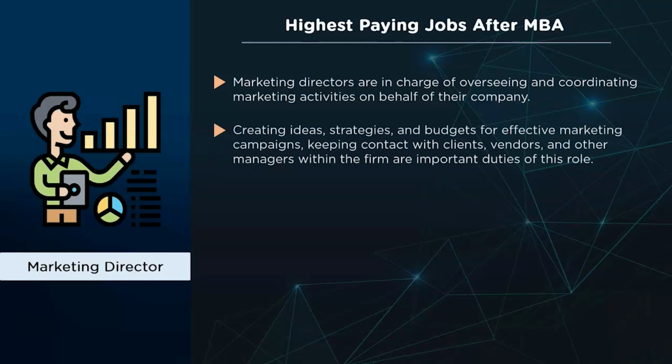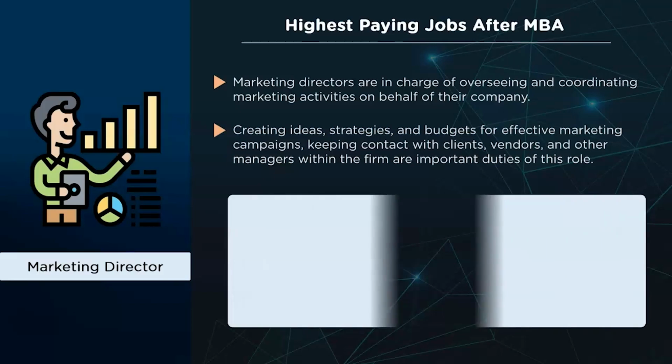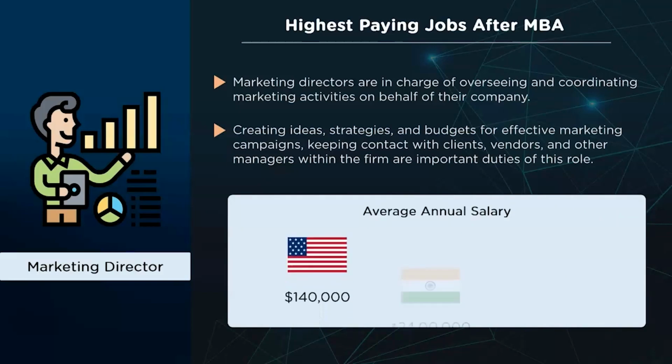Keeping contact with clients, vendors, and other managers within the firm are important duties of a marketing director. According to PayScale, the average annual salary of a marketing director settles around 140,000 US dollars, whereas in India it lies around 24 lakh rupees per annum.